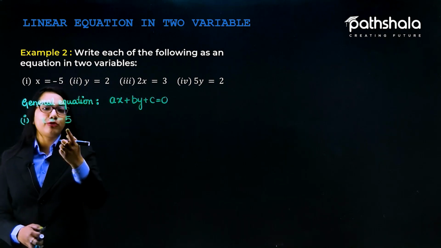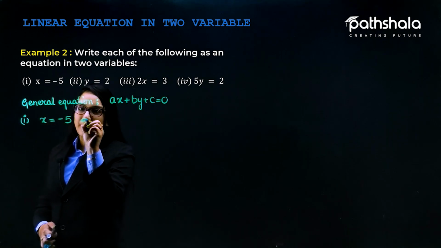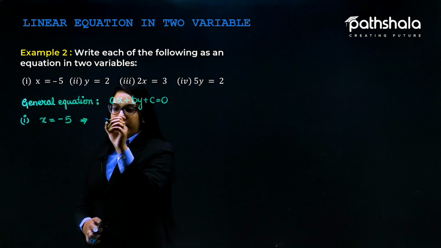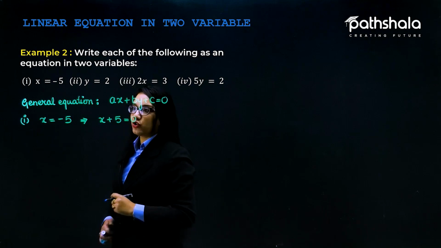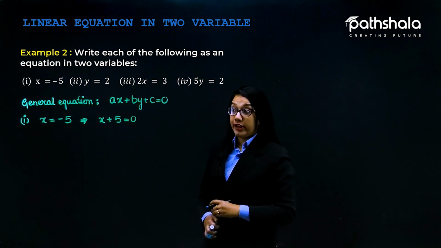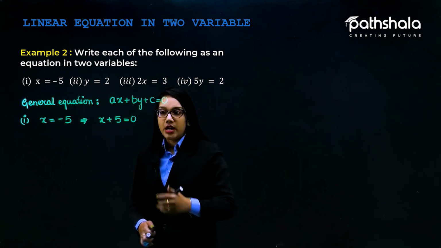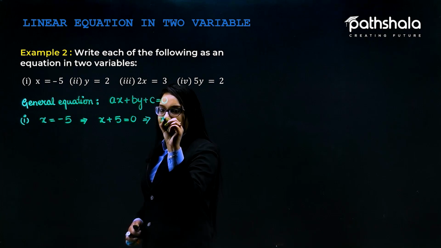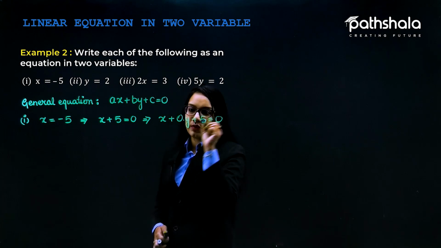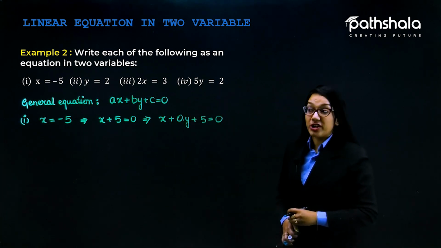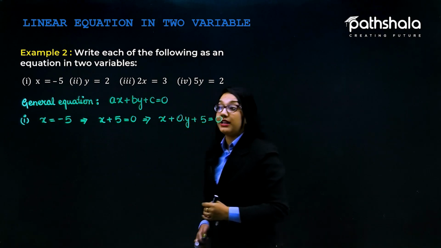First of all, we have to transpose minus 5 to the other side. If I transpose minus 5 to the LHS, we can write it as x plus 5 is equal to 0. Furthermore, as we can see, we do not have a y variable. So I can write this as x plus 0 into y plus 5 is equal to 0. You can see that this formation and this formation are equivalent.